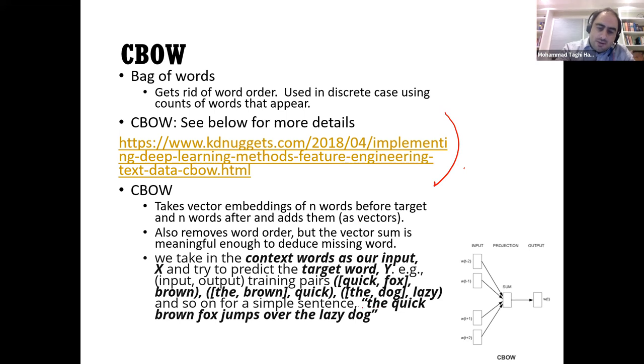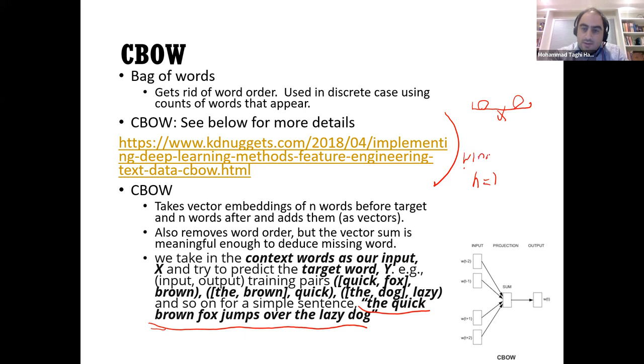So consider this sentence, for example: the quick brown fox jumps over the lazy. Generally, we are taking a window around each word. For example, here we are considering n equal to 1. N equal to 1 means that for any word, consider one word before it and one word after it. This is the window size, so n is the window size. N equal to 1 means consider each word and see what the context around it is. The context means n words before this word and n words after this word.